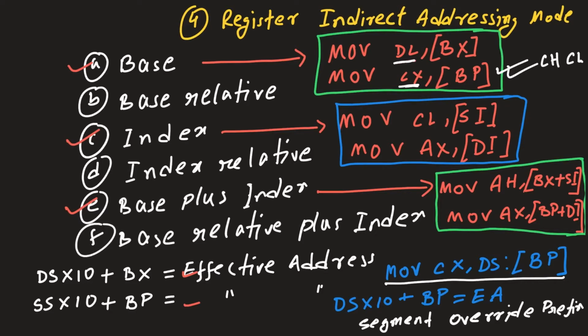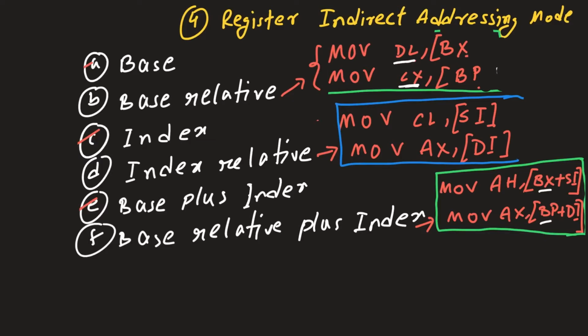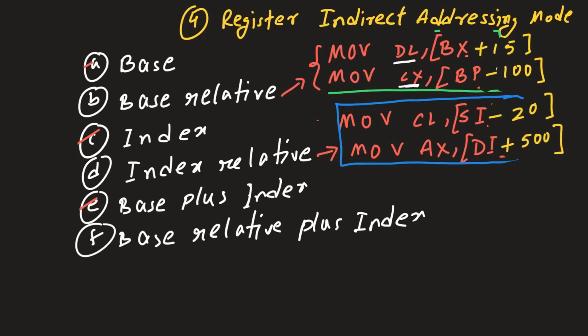Similarly, we can think about these two instructions also. In this case, the default segment is data segment, which can be overridden using a segment override prefix. And the last two instructions in base plus index, in the same process, the effective address will be calculated. If we use BX, then the default segment will be data segment. If we use BP, the default segment will be stack segment. Next, we are going to discuss the addressing modes where displacements are involved.